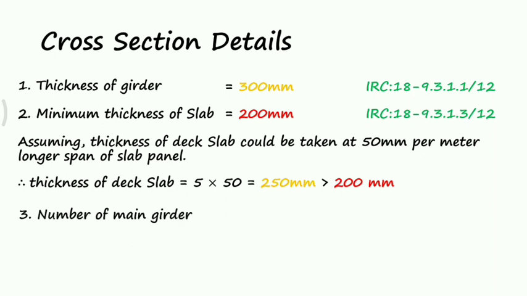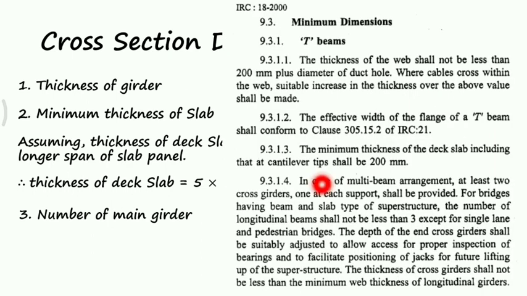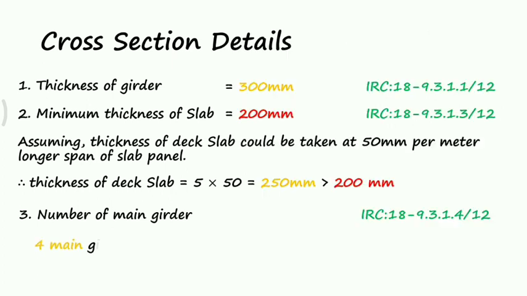Number of the main girders. As per IRC 18, 9.3.1.4, page number 12, in case of multi-beam arrangement, at least 2 cross girders, one at each support, shall be provided. For bridges having beam and slab type of superstructure, the number of longitudinal beams shall not be less than 3 except for single lane and pedestrian bridges. So minimum longitudinal girders are 3, whereas in this problem 4 girders are provided.